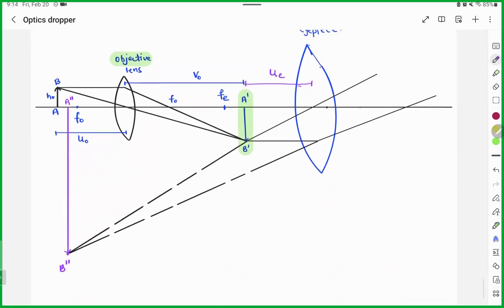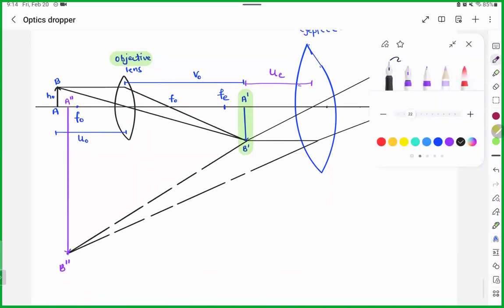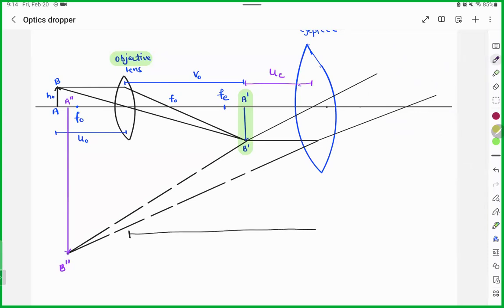Now tell me, Anvita, if you want to calculate the distance between these two lenses, what will be the distance? Length of the tube.